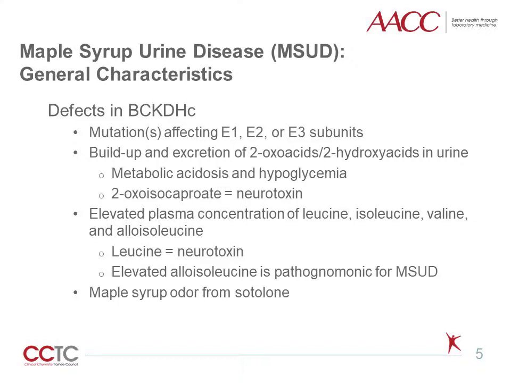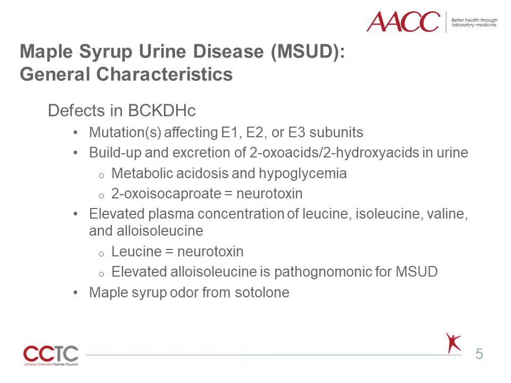Although small amounts of isoleucine are formed during normal branched-chain amino acid catabolism, elevated plasma isoleucine is pathognomonic for classic maple syrup urine disease. Finally, the distinct maple syrup odor detected in the urine of affected individuals is produced by sotolone, a chemical thought to be synthesized from excess isoleucine and alloisoleucine.